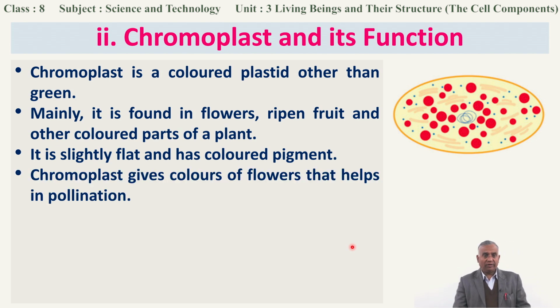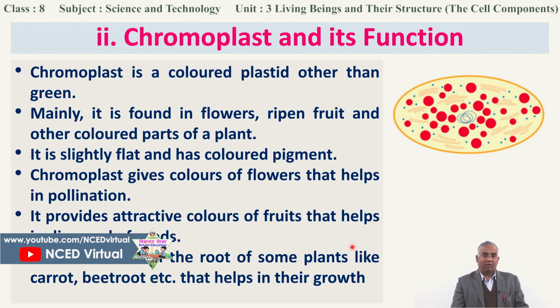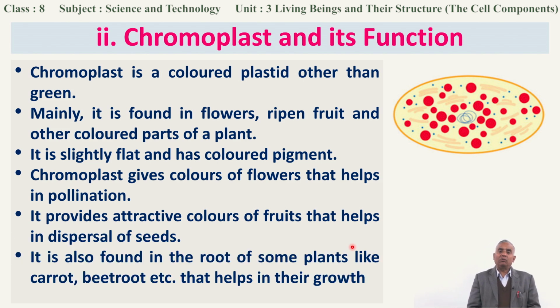Yes, already we have finished. This one also we have finished. It is also found in the root of some plants like carrot, beetroot, etc. That helps in their growth. Here the chromoplast found in the root of beetroot and in carrot helps in growth of this root.